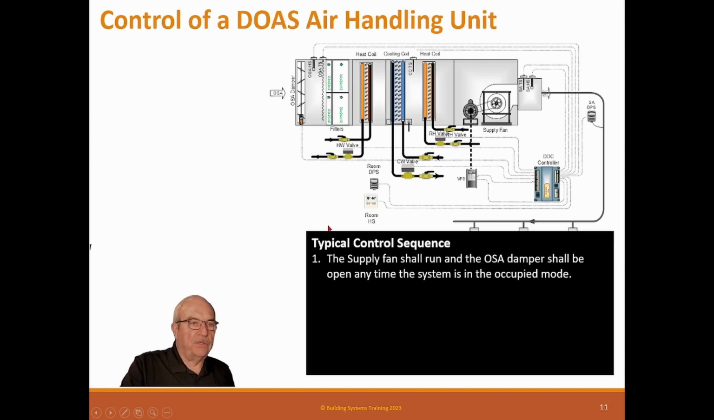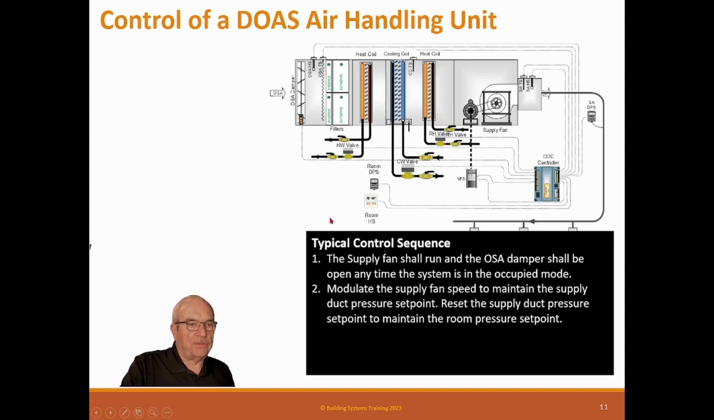Make sure everything runs so it can do air and temperature. Modulate the supply fan speed to maintain the supply duct pressure set point. Reset the supply duct pressure set point to maintain the room pressure set point. We have all these units, and what we really want to do is maintain this pressure set point so all of these have the right amount of air.